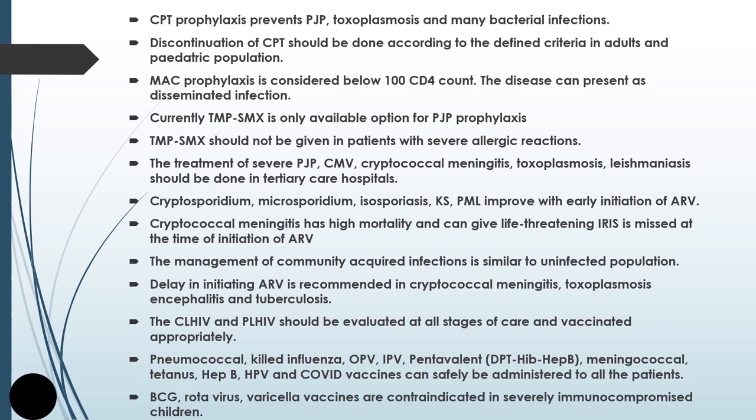People living with HIV should be evaluated at all stages of care and vaccinated appropriately. The same recommendations stand for children. Pneumococcal, killed influenza, oral polio, injectable polio vaccine, pentavalent vaccine, meningococcal vaccine, tetanus, hepatitis B, human papillomavirus, and COVID vaccines can safely be administered to all patients infected with HIV. BCG, rotavirus vaccine, and varicella vaccines are contraindicated in some immunocompromised children.